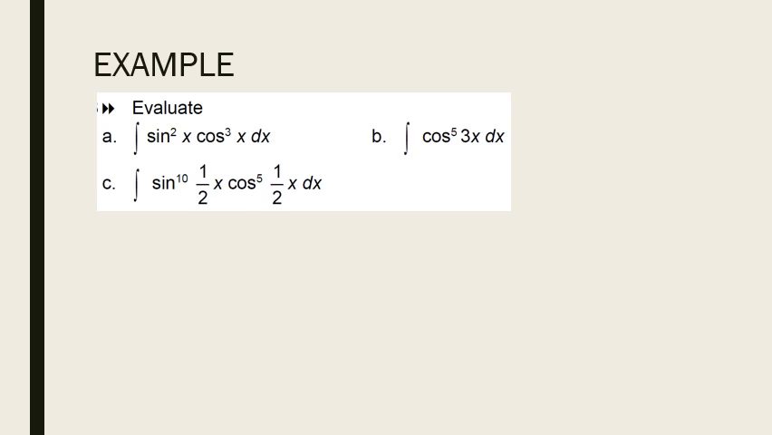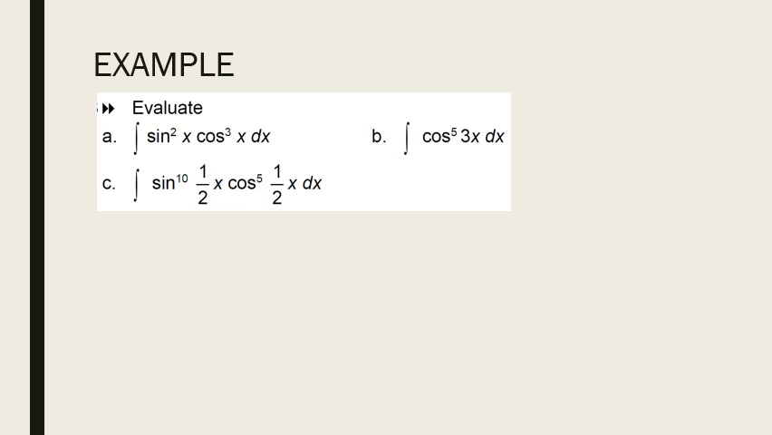Okay, example. A, integrate sine square x cos cube x dx. Now we have a function of sine and a function of cos. When you look at the question, first check whether sine or cos is odd. Look first at which power is odd, the power of sine or the power of cos. Prioritize the one that is odd. Here cos is odd, so we use the steps for cosine is odd.